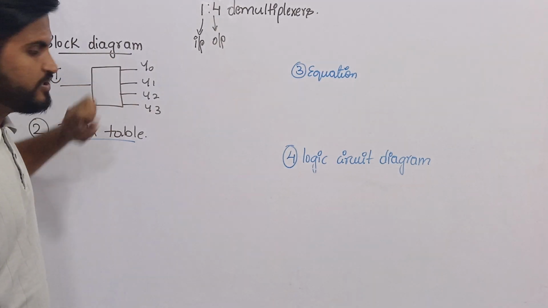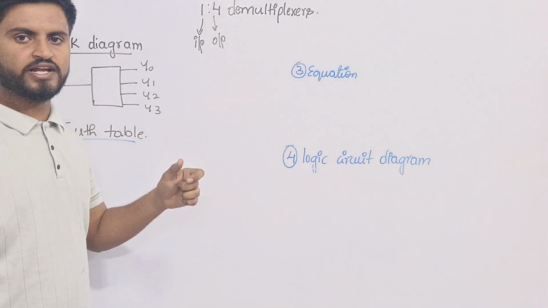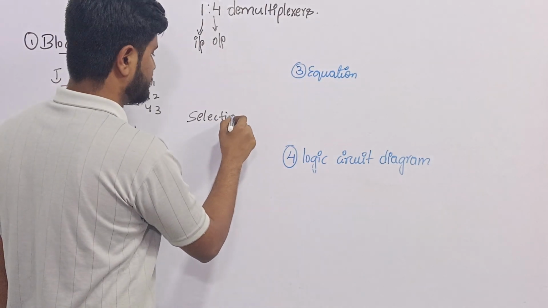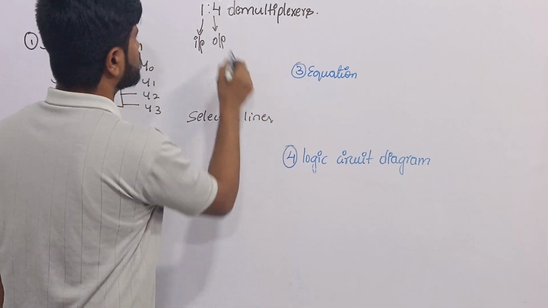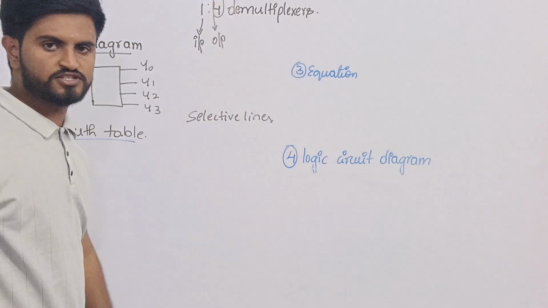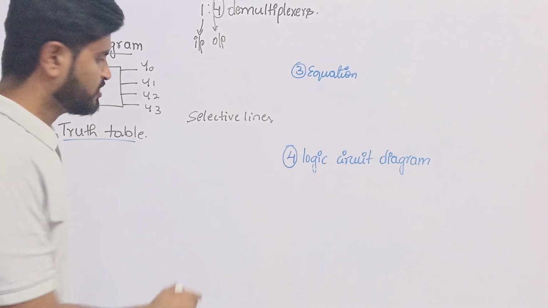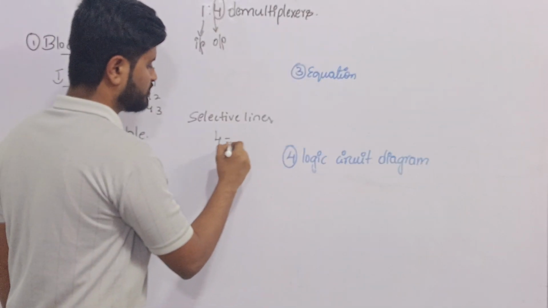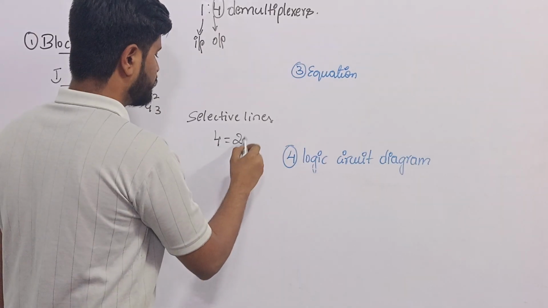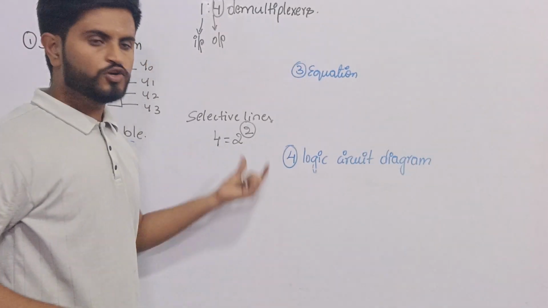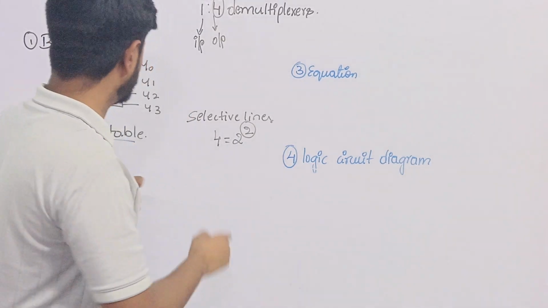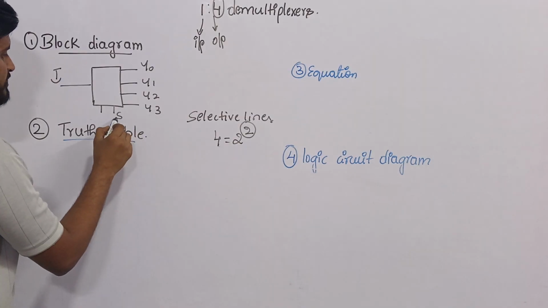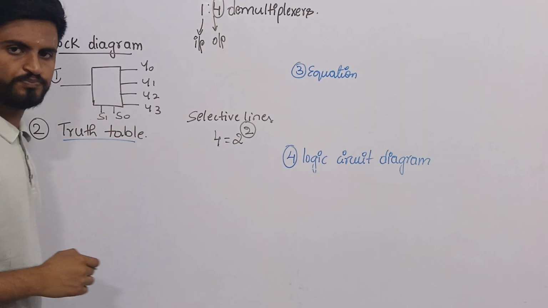Which output line will be selected is decided by the selection lines. So here comes the concept of selection lines. Take the number of outputs, that is 4 now. How can you represent 4 using 2 power? 2 power 2 will be 4. So 2 selection lines will be used in the 1:4 demultiplexer. Let us call them S0 and S1.